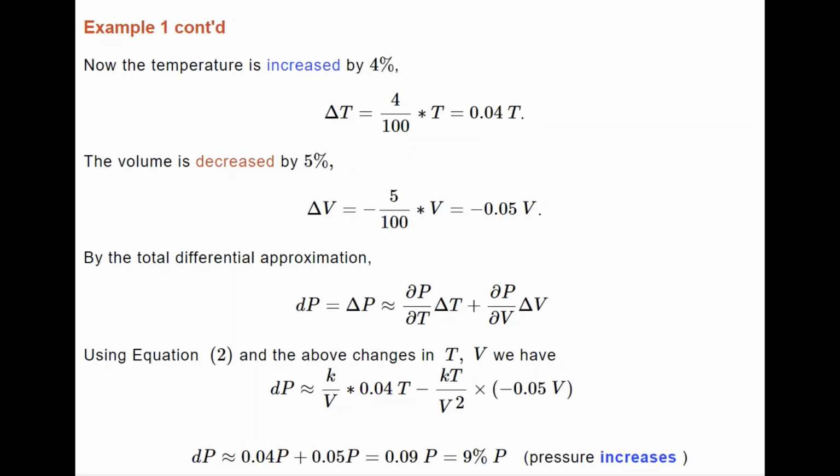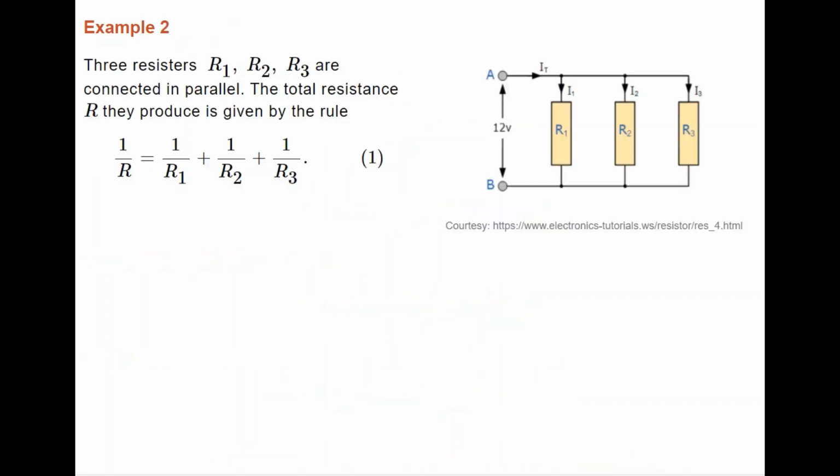So although the changes in temperature and volume were different, the temperature was increasing while the volume was decreasing, the pressure did increase. We consider our next example from electronics, in which we are considering a circuit shown on the right hand side, and that shows three resistors R1, R2, and R3 that are connected in parallel, and they produce a net resistance R. And that net resistance R can be obtained through the rule represented by equation 1, which is the rule for resistors that are connected in parallel.